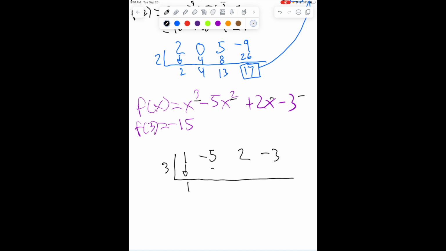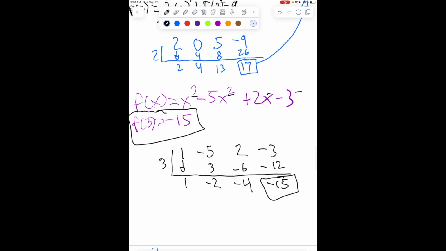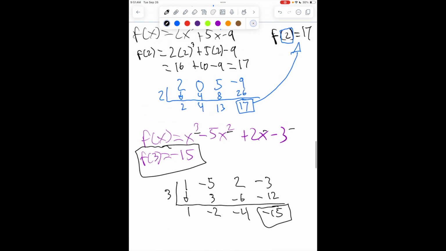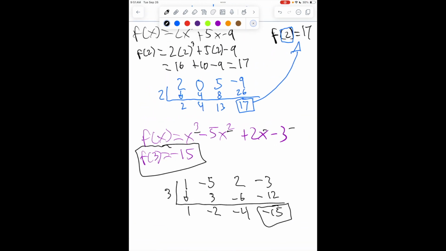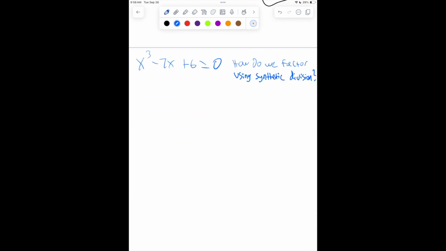3 times 1 is 3. -5 plus 3 is -2. -2 times 3 is -6, which gives me -4. And this gives me -12, which gives me -15. We double checked, and yep, that's exactly the same thing. So again, this can be a quick way to evaluate certain numbers for a long polynomial.